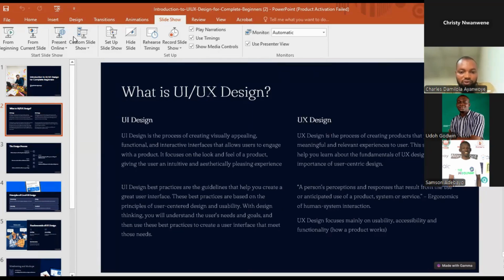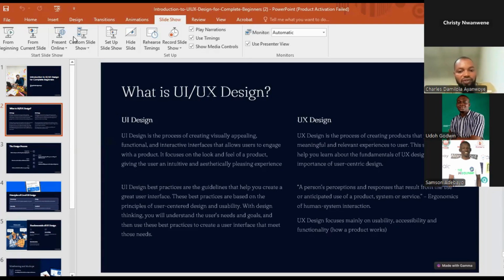UI design is a process of creating visually appealing, functional, and interactive interfaces that allow users to engage with a product. When a user wants to work with a product, they need to have a physical interaction with that product. That physical interaction they have with the product is the UI part of that product. The physical interaction users have with the product that they are using is the UI part of the product.